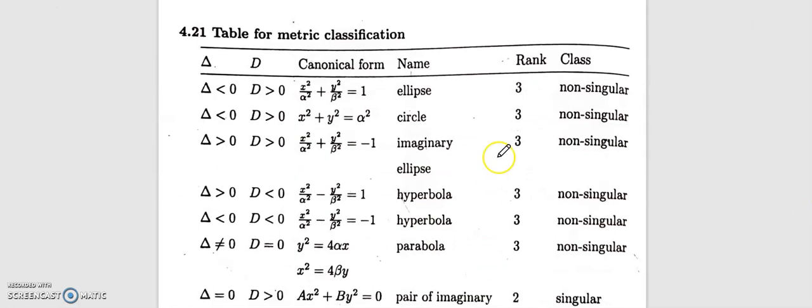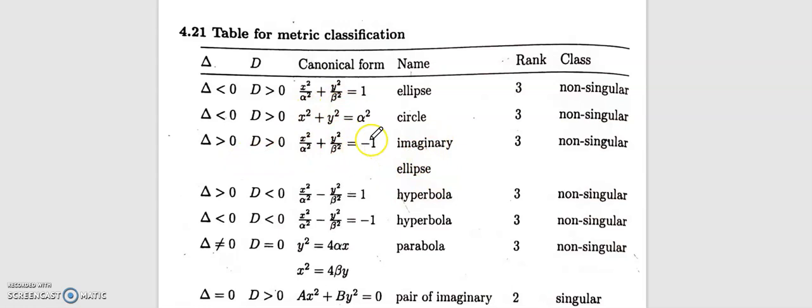Okay, അപ്പം റാങ്ക് 3 വരുന്ന കേസിൽ നമുക്ക് വരുന്ന പല ക്ലാസിഫിക്കേഷൻസ് ആണിത്. So when you have a canonical form, ഇപ്പം ellipse വരുന്ന കേസ് rank is 3, it is non-singular. So the condition for identifying ellipse is delta must be less than 0 and d must be greater than 0. And for circle, delta greater than 0, d greater than 0. So here both alpha and beta are equal.